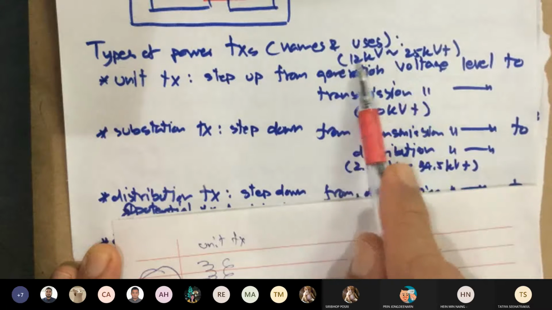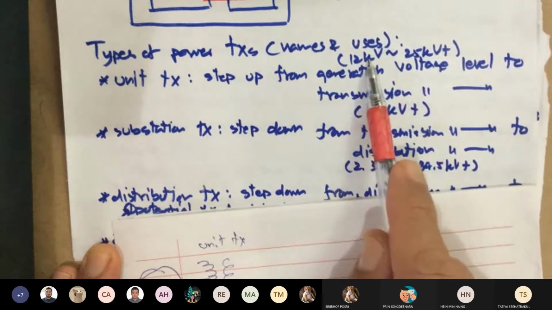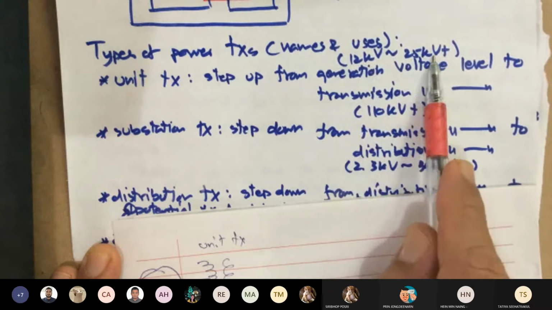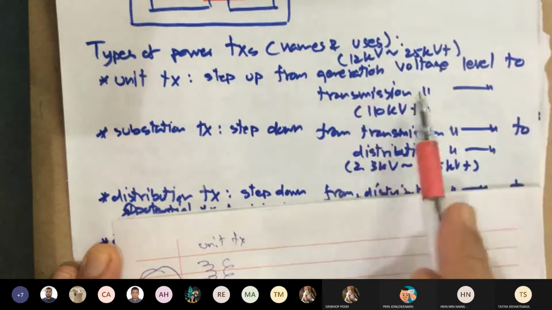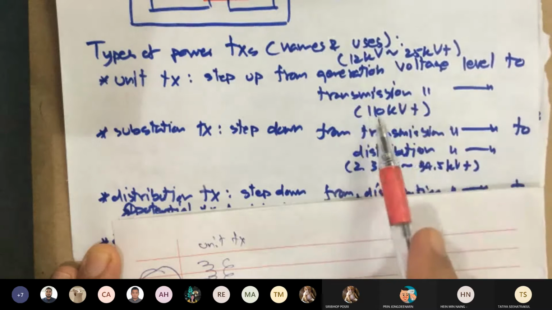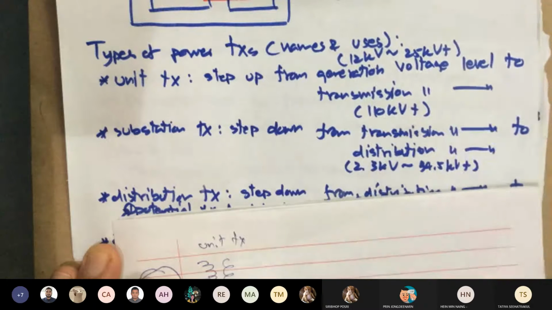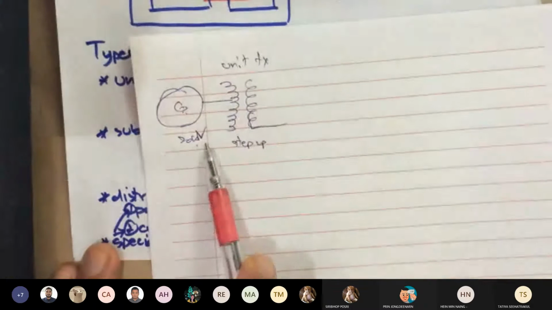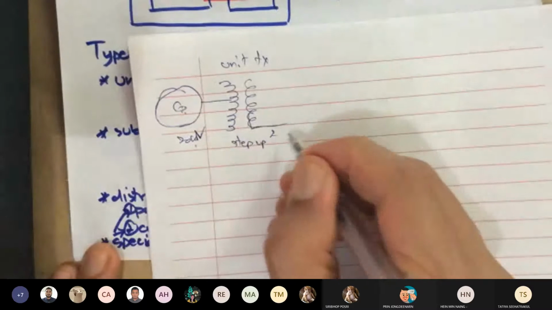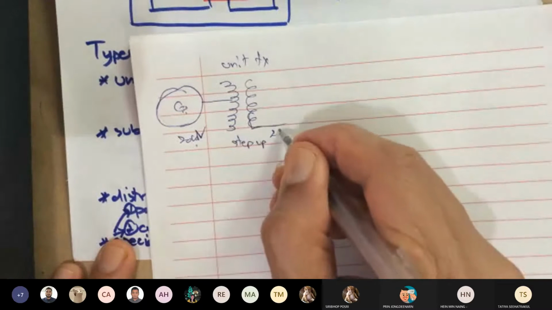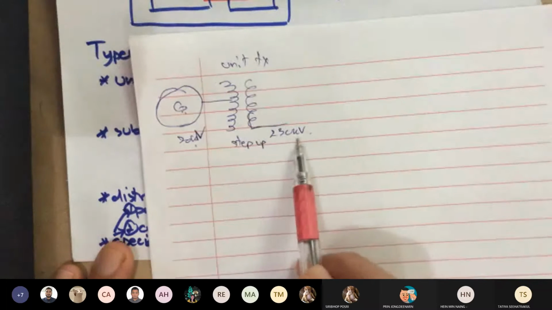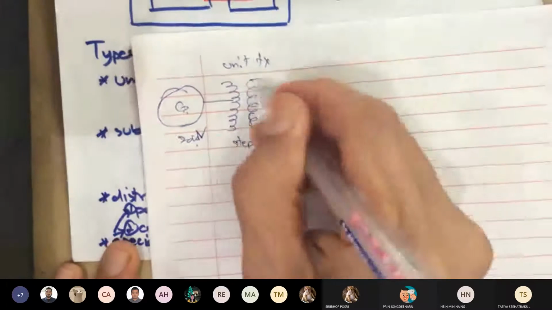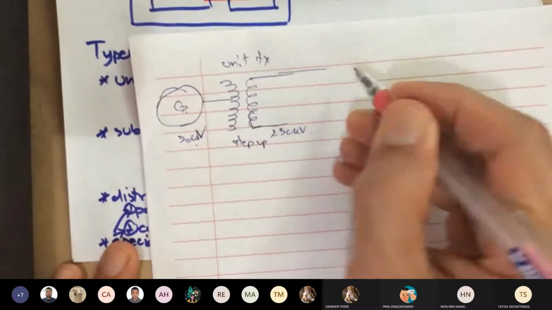What does it do? It steps up. Even though 12 kV is pretty high, right? Or 25 kV is very high, but not high enough. You step it up to the transmission voltage level. This is usually above 100 kV, 110 or more. So in this case, let's assume I have 20 kV. I would step up to, let's say, 230 kV. I use a number that's more like a practical number. And then on this side, connect this to a transmission line.